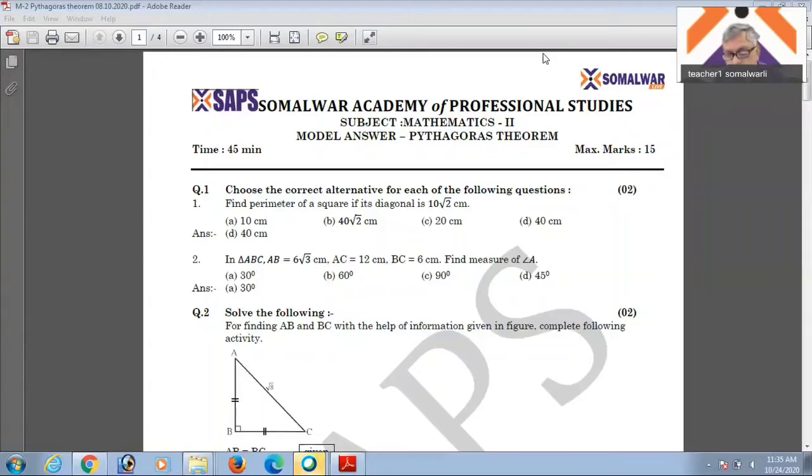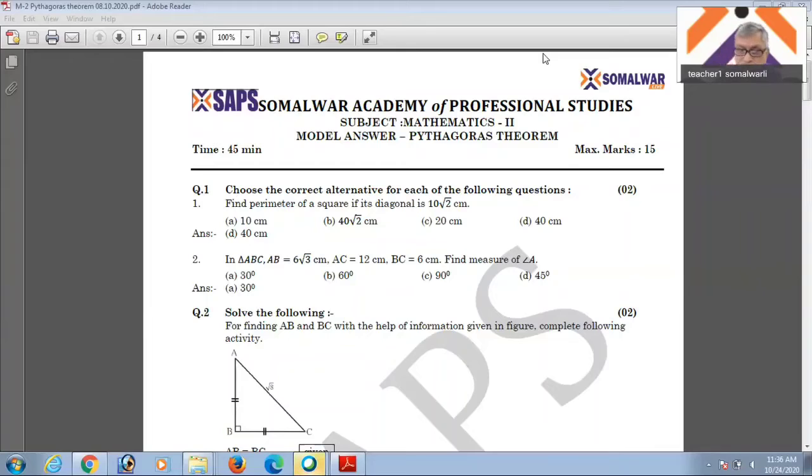Find the perimeter of the square if its diagonal is 10 root 2 centimeter. Now, 10 root 2 centimeter is the length of the diagonal. Being a square, it has all the angles 90. So diagonal square is equal to, we can apply the Pythagoras once again. That is, diagonal square, 10 root 2 square, is equal to x square plus x square if the side of the square is taken as x. Then 2x square is equal to 100 into 2.